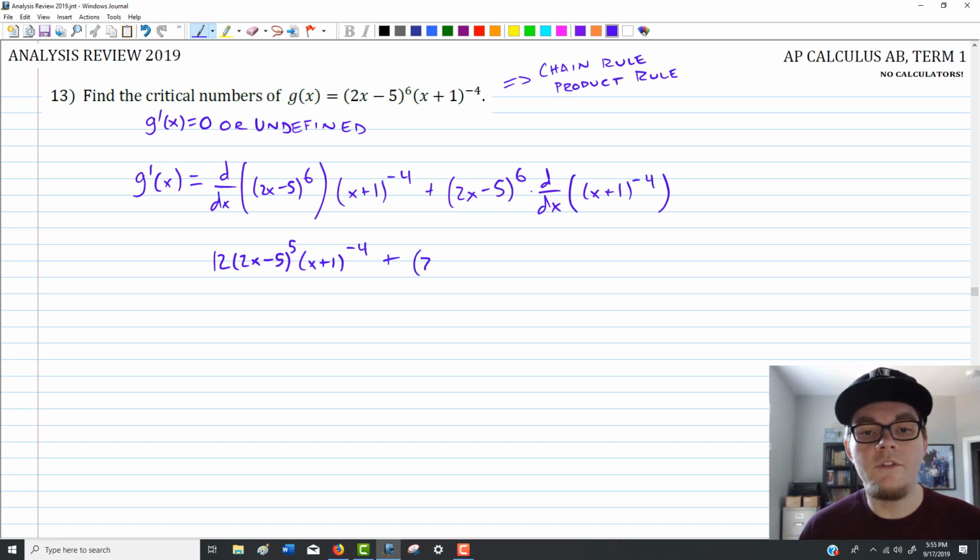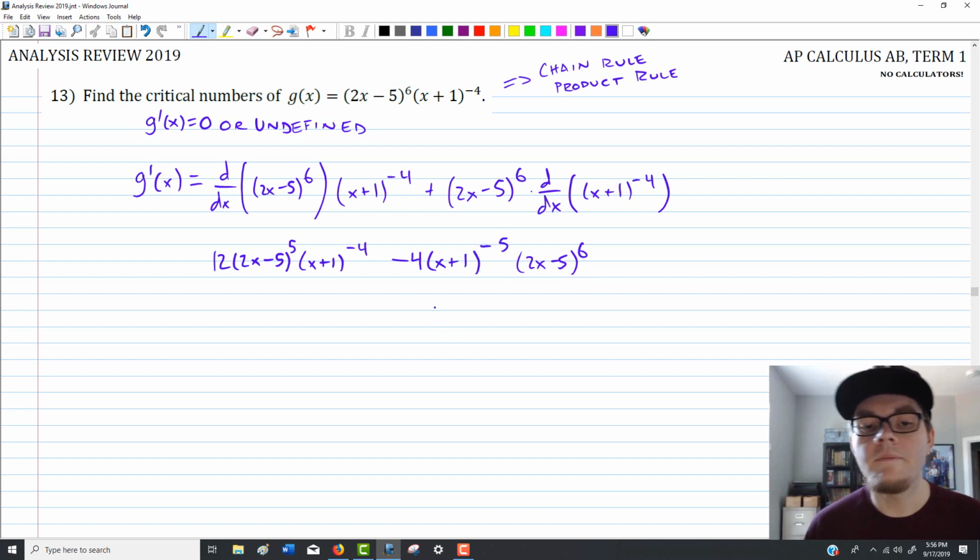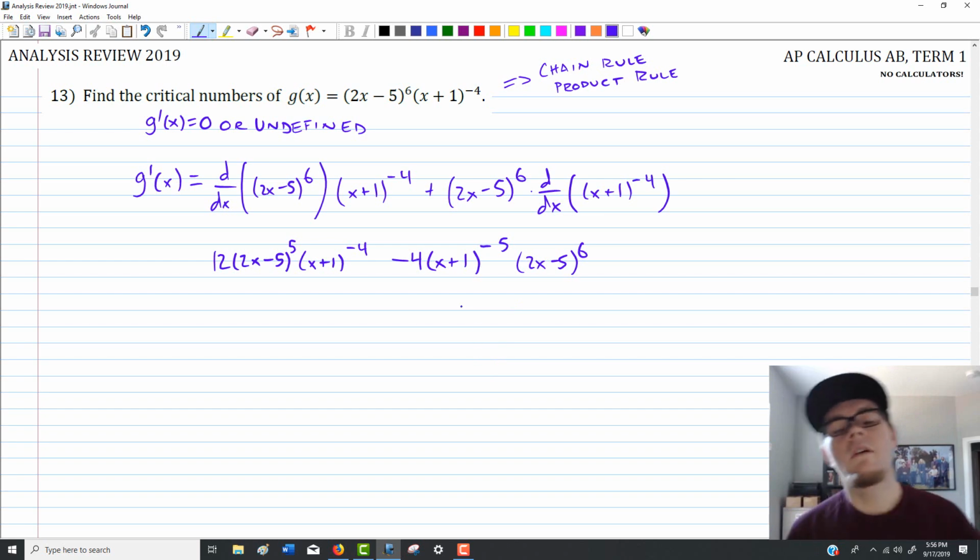After that, we will have (2x minus 5) to the 6th. But then we're taking the derivative of (x plus 1) to the negative 4th, which means we're going to bring down a negative 4, and we'll have (x plus 1) to the negative 4 minus 1, or negative 5. So there's our derivative.